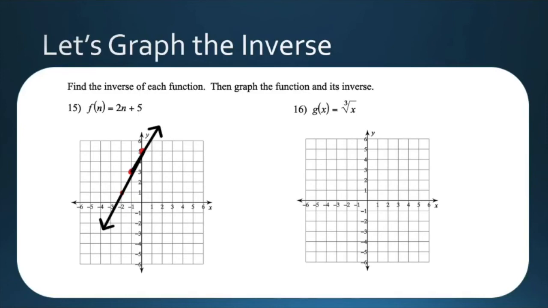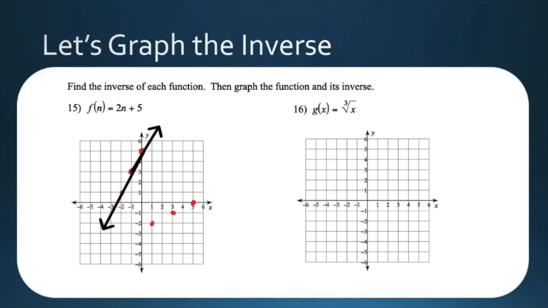And what's this? This is negative 1, 3. So what will be the inverse of this one? 3, negative 1, right there. All right, so this ordered pair over here is negative 2, 1. So it's going to be 1, negative 2. And this should be in a straight line, by the way.